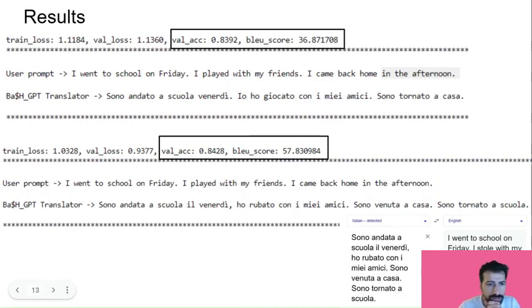But then I gave it the same phrase. I went to school on Friday, played with my friends, I came back home in the afternoon, and this is what it gave here. I put that into Google Translate. So this phrase here is the Italian translation that my model came up with, and here's what it actually came out as. I went to school on Friday. I stole with my friends. I came home. I went back to school. So it's really rubbish. It really didn't do a good job at all. It's useless. At the same time, the BLEU score was 57.